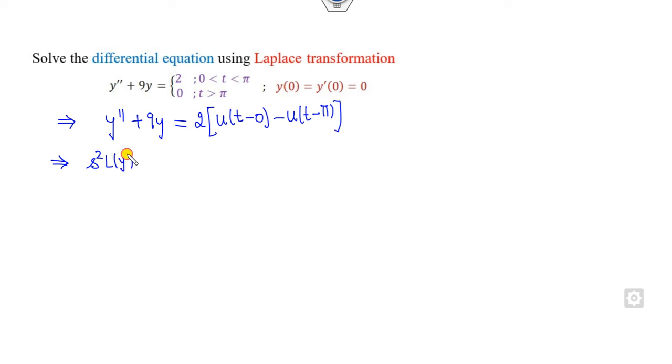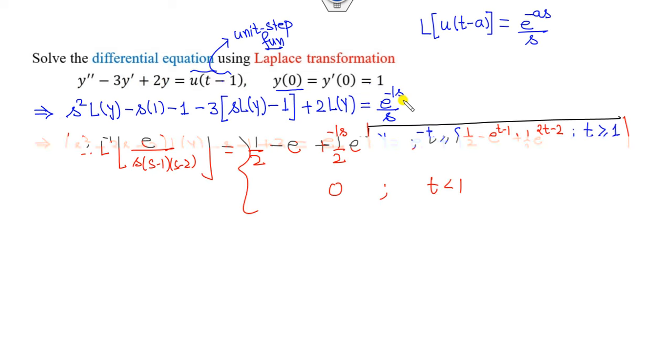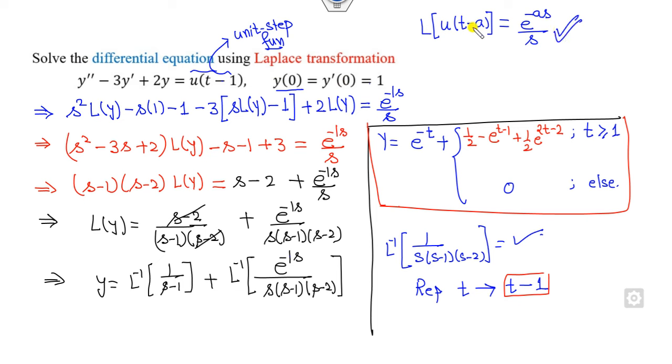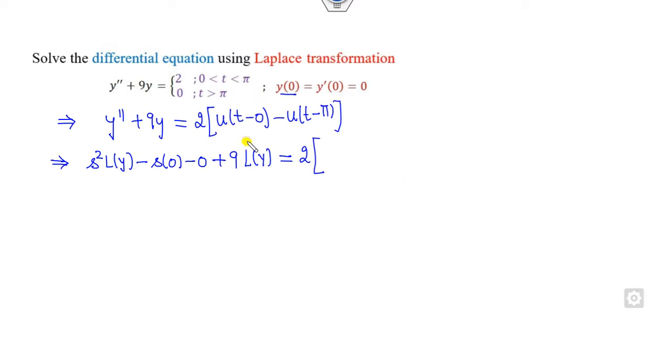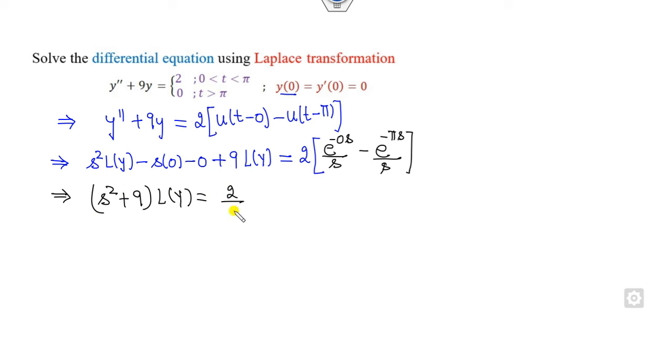So s square L of y minus s times y of 0 minus y dash 0 plus 9 L of y, which is twice the Laplace of u of t minus a. I can use the same rule here: it is e raised to power minus as over s. In this case a is pi, so it is e raised to power minus pi s over s. So it is s square plus 9 L of y, which is 2 over s times 1 minus e raised to power minus pi s. Fine.